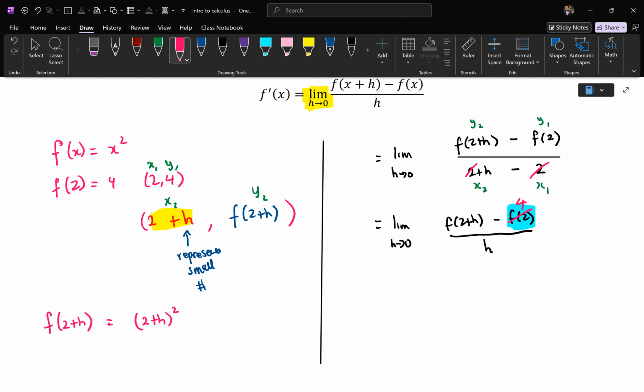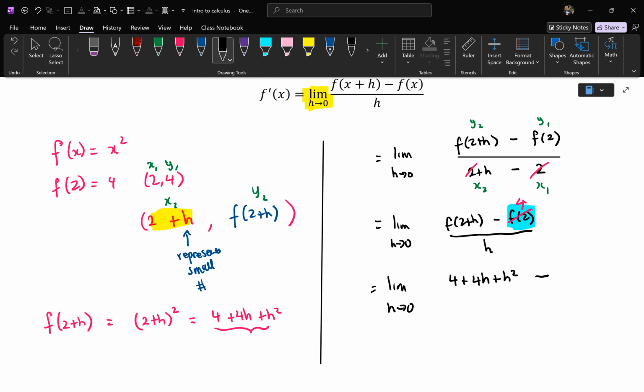2 plus h squared. Now you've done some quadratics already. What's that expanded? What's 2 plus h squared? 4 plus 4h plus h squared. Beautiful. This is your y2 value. So let's sub it in. If I write in the next line, we now know it's 4 plus 4h plus h squared. That's your f of 2 plus h.